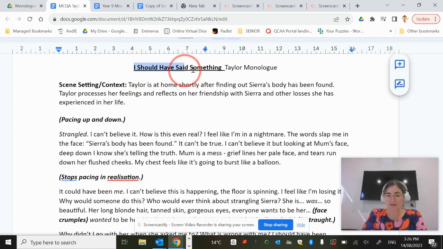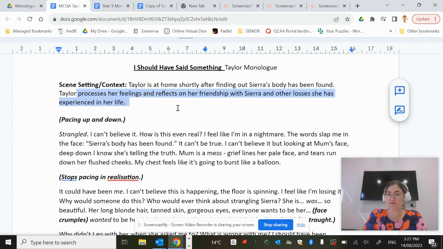Now, every monologue has to have a title. You make it up. And you also have to have a scene setting or a context. So you're telling me who the character is, where they are in the novel. So this is Taylor at home shortly after Sierra's body has been found, and what she's doing. She's processing her feelings and reflecting on her relationships. So you need to have that in your monologue as well.